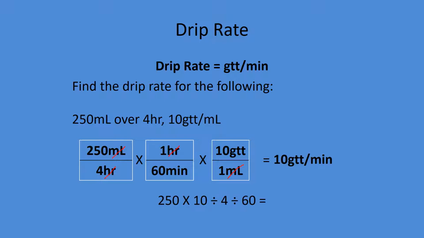So 250 mLs over 4 hours is the same as 10 drops per minute. Now the nurse can adjust the clamp and count about 10 drops per minute, and they're set. The IV is set. They'll check the flow rate or the progress probably after an hour or so and adjust if need to.